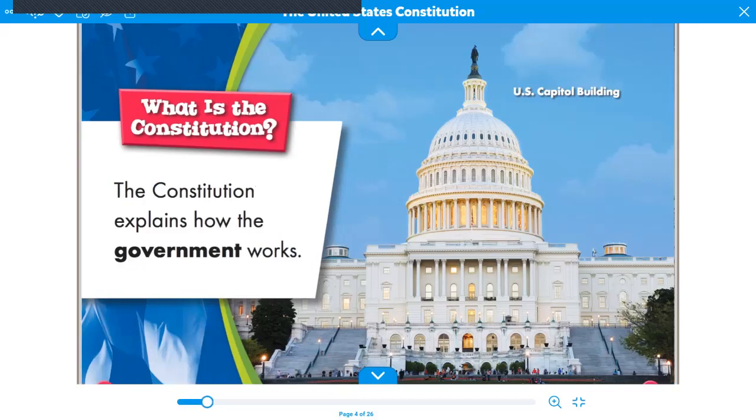What is the Constitution? The Constitution explains how the government works. In this picture, this is the caption. A caption is words next to a picture, which tells you what the picture is about. This picture is of the U.S. Capitol building. U.S. stands for United States.